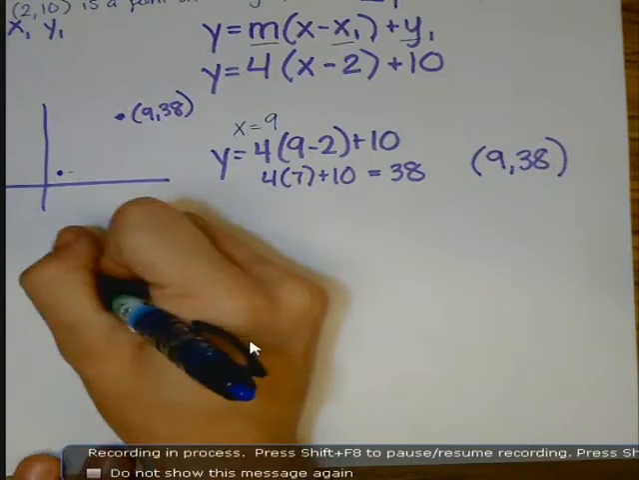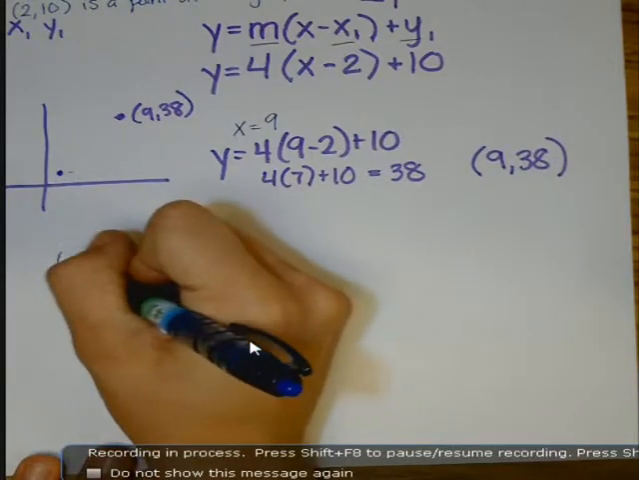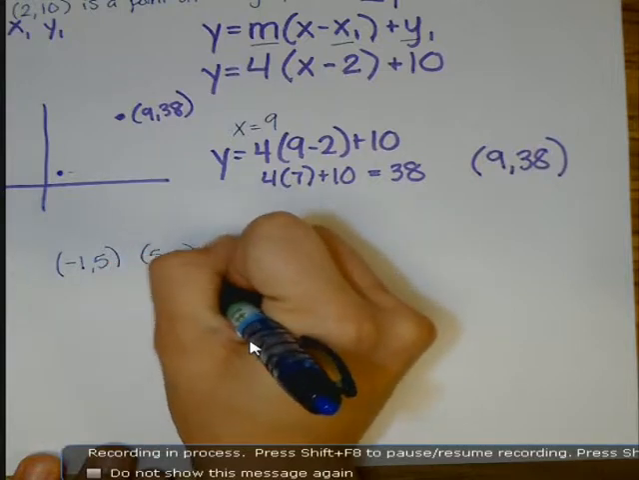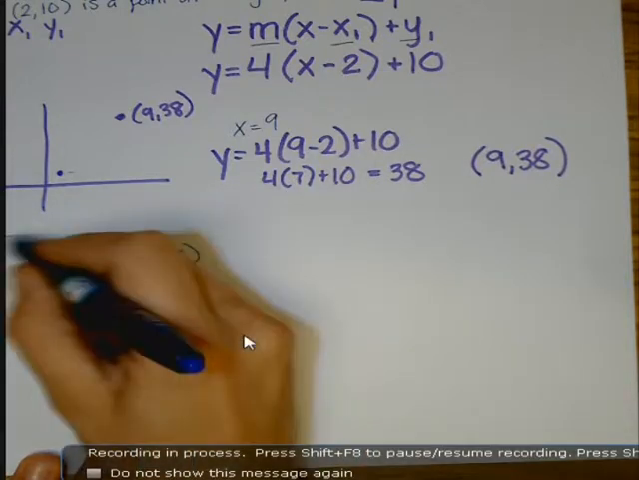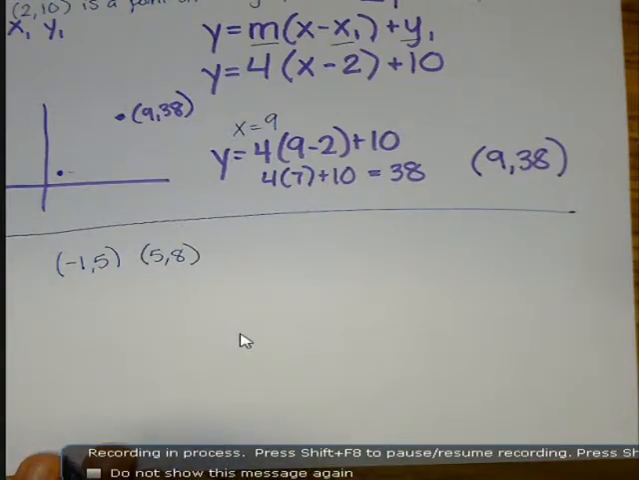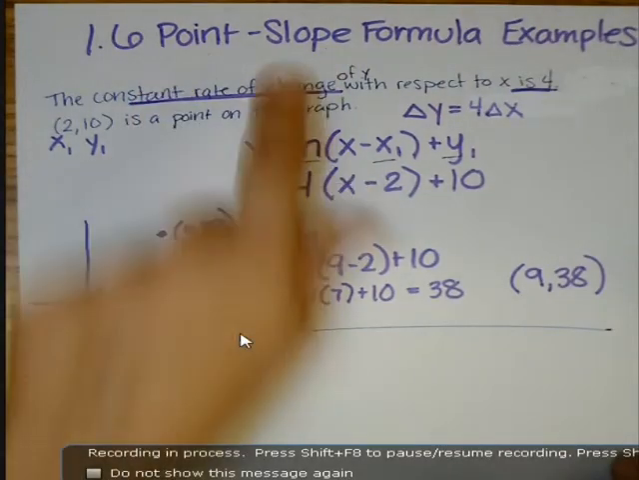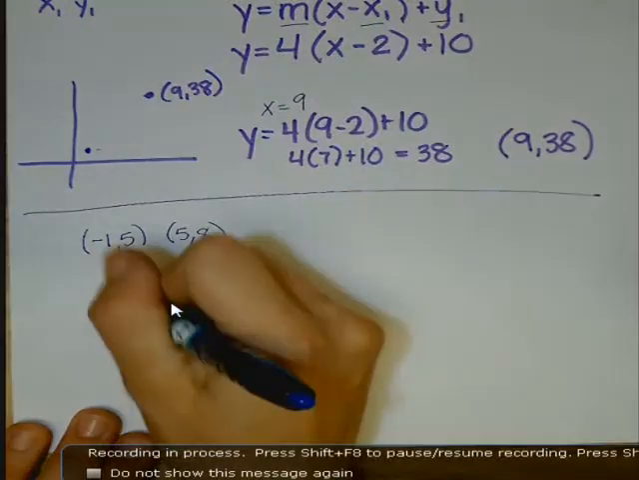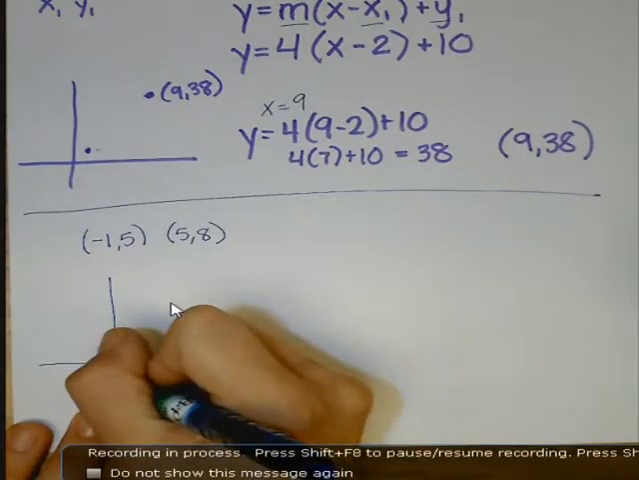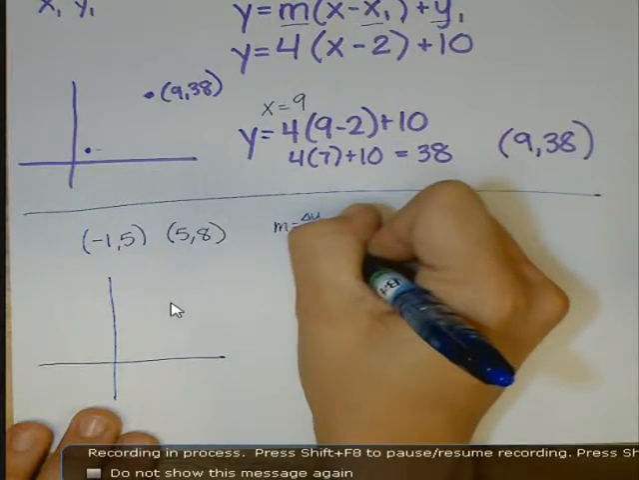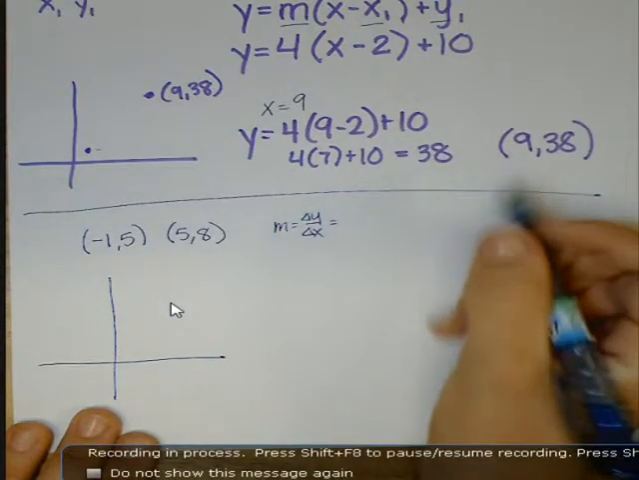Next type of problem you might see in your homework would be that you're going to be given two points. Let's try (-1, 5) and (5, 8). You're not told anything else about this, but you're asked to give the point-slope formula. Well, remember, we need one point, we need one slope. Here we have two points, we need to calculate the slope. You can either calculate the slope by taking a look at the graph, or by using m is equal to the change in y over the change in x and calculating that.